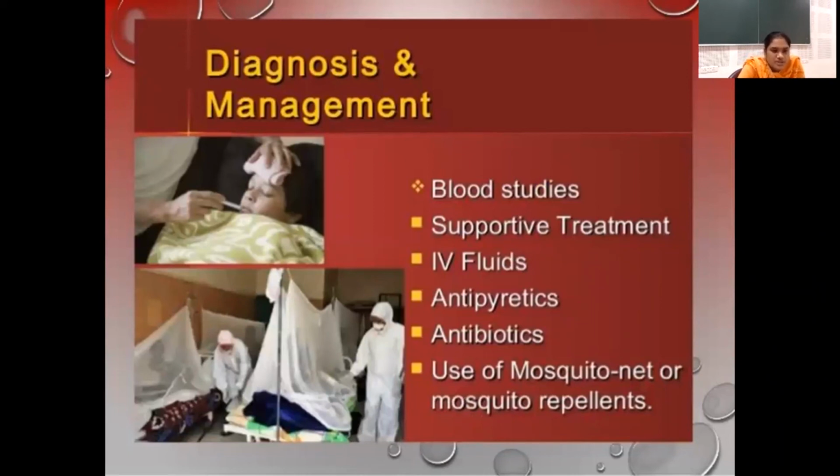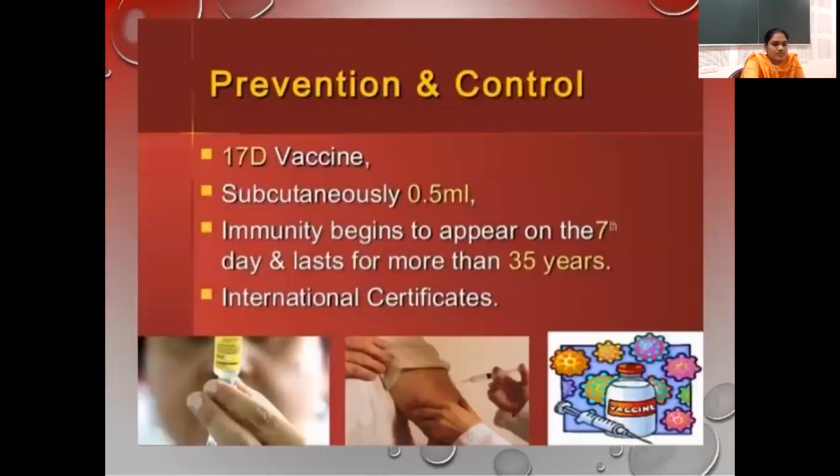The diagnosis and management of yellow fever is by blood investigations and supportive treatment with IV fluids, paracetamol, pain relief, NSAIDs, and antibiotics. The prevention is by using mosquito nets. For prevention and control, the vaccine that is available is the 17D vaccine. It is given subcutaneously at 0.5 ml, and the immunity appears around the 7th to 10th day and lasts for more than 25 to 35 years.